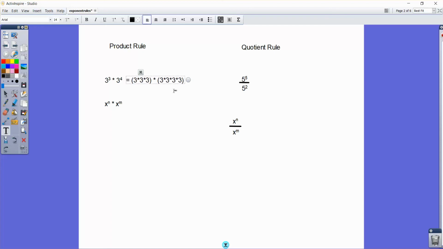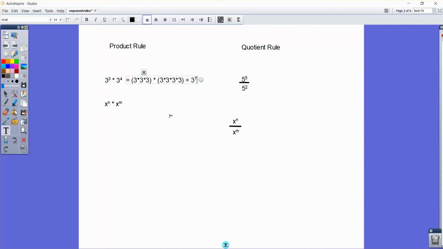Well, if I count them up, I see that I'm going to have 3 to the 7th as my resulting expression. 3 to the 7th is a larger number, obviously. You don't need to write that in standard notation. You can just write it as 3 to the 7th. The nice thing about exponents is it makes it easier to write very large numbers. Okay, 3 to the 7th is a pretty large number.